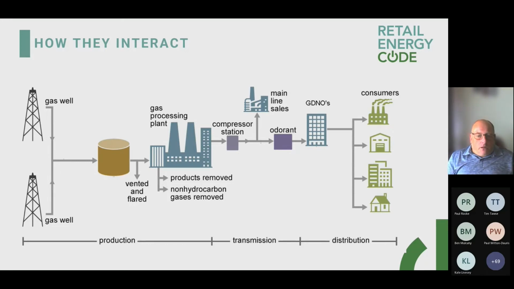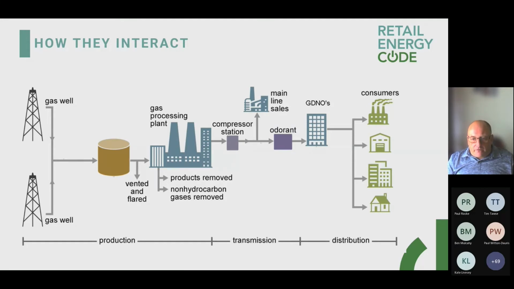So, in effect, your gas comes in, it goes into your gas processing plant, where any of the harmful products are removed, and at the same time, it's then compressed and goes into your main lines.